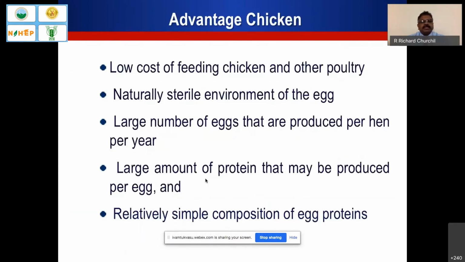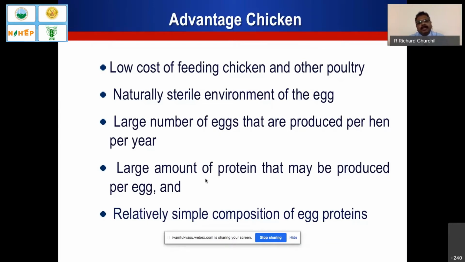Now, what is the advantage of having chicken as a transgenic animal? You know, a chicken can produce more than 300 eggs, and more than 10% of that is protein, and in protein, around 50% is albumin. So if you calculate, a chicken can produce around 20 kg of egg in a year, and around 1 kg of albumin.